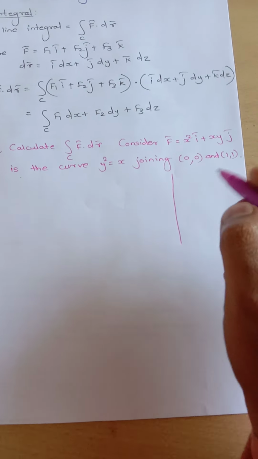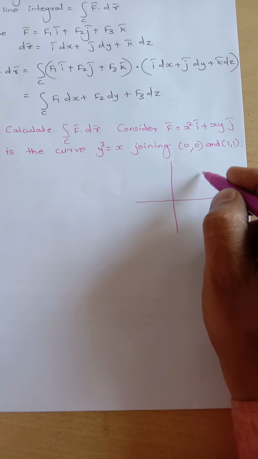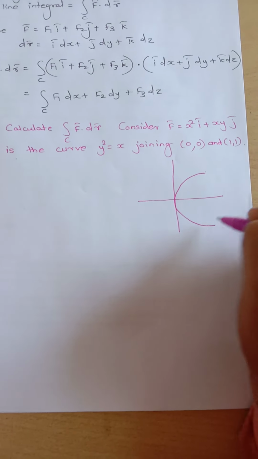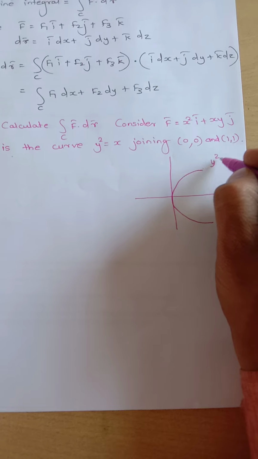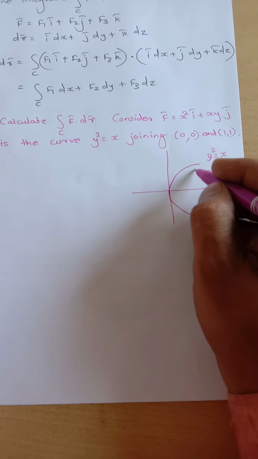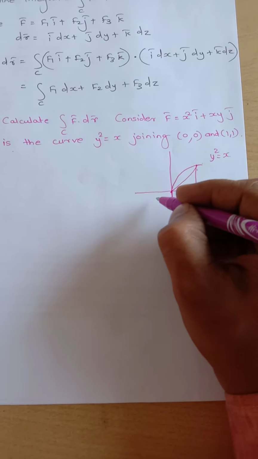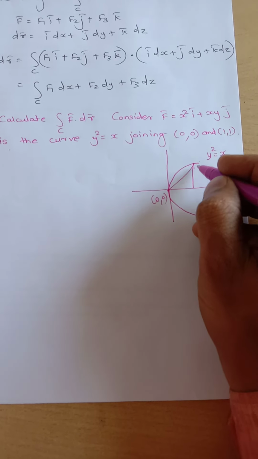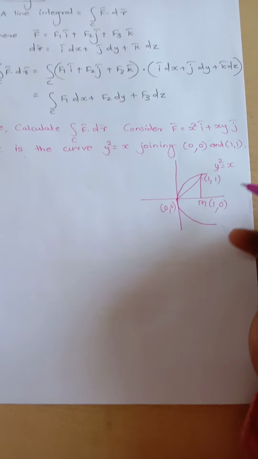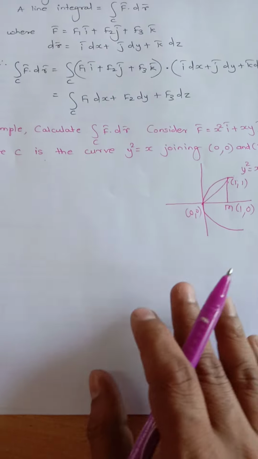So the curve C is y square is equal to x. This is the horizontal parabola, y square is equal to x, joining the points 0 0 and 1 1. So joining these 2 points, 0 0 and this point 1 1, the perpendicular foot being 1 comma 0, the parabola is y square is equal to x.